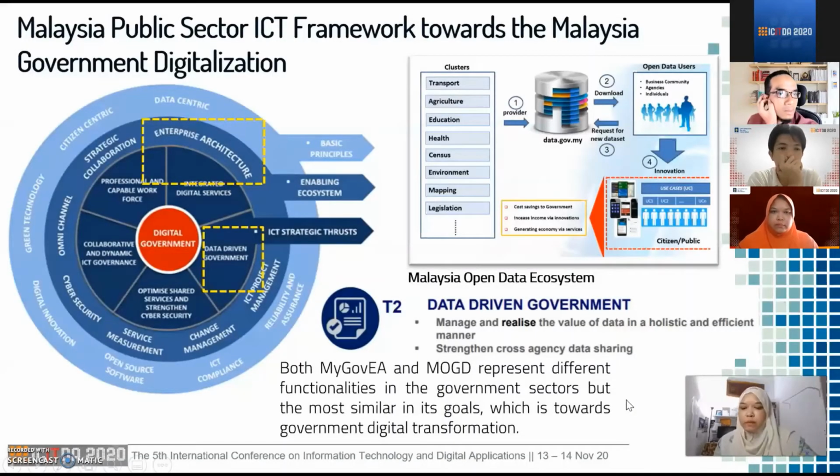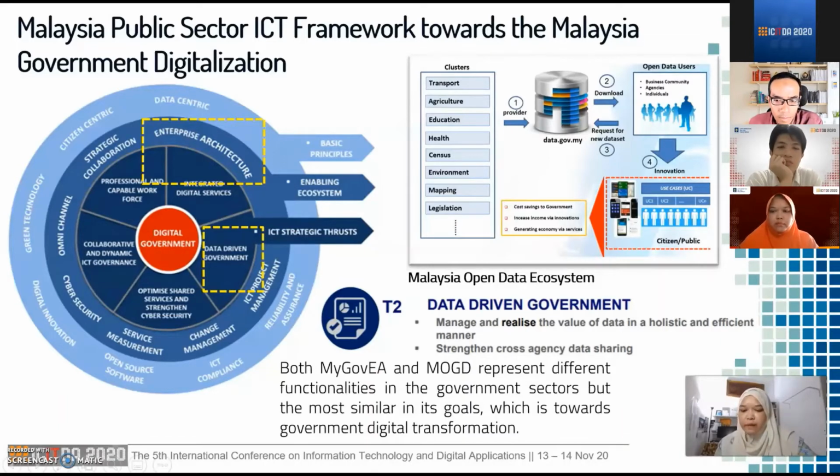This is our Malaysian public sector ICT framework towards Malaysian government digitalization. The Malaysian Digital Transformation and E-Government program requires integration between the agencies in the context of business and ICT, preparing useful data and information for decision-making, towards achieving the goals to provide seamless service to the citizens and help the country's economic and social growth.